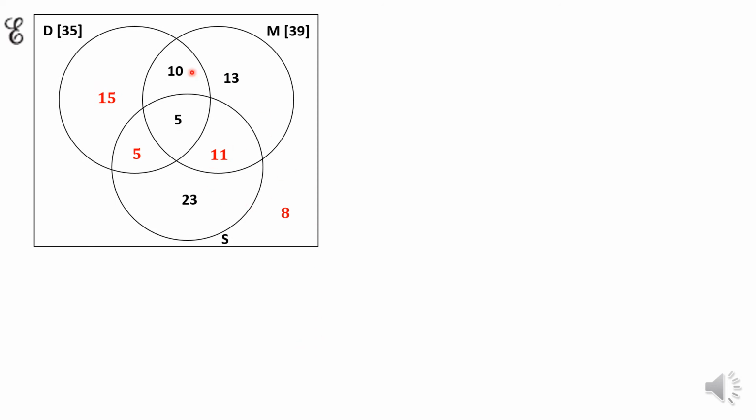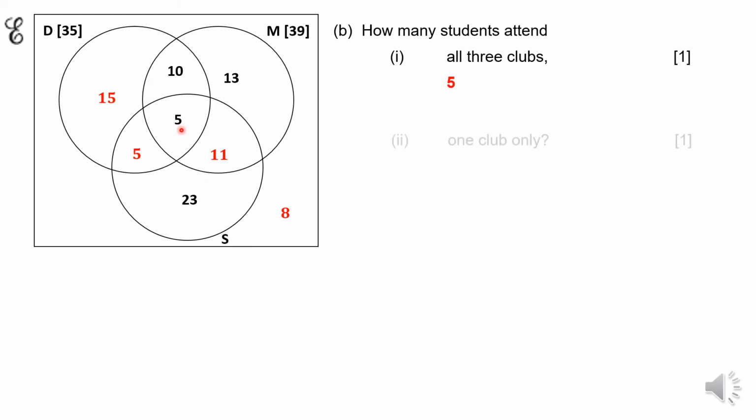So let me bring the Venn diagram back now after I have entered the values, and I will answer the questions that are following. This first one is fairly easy. It's asking how many students attend all three. That is that region there. All these learners here, they attend drama, they attend music, and they attend sport. So that answer is simply 5.